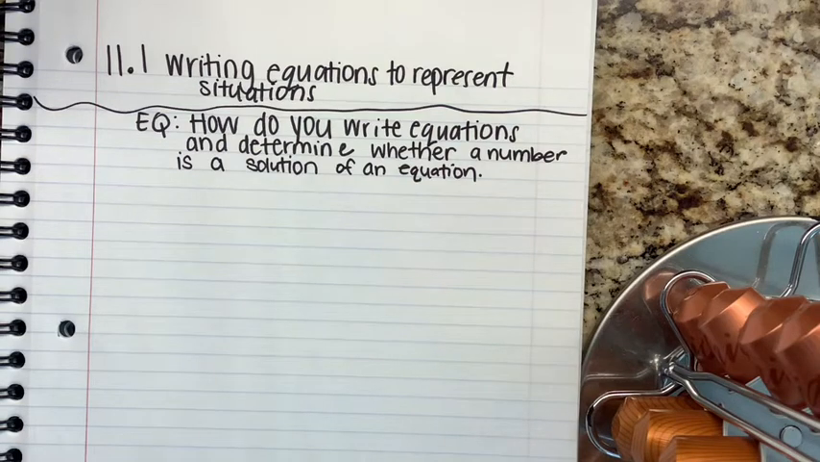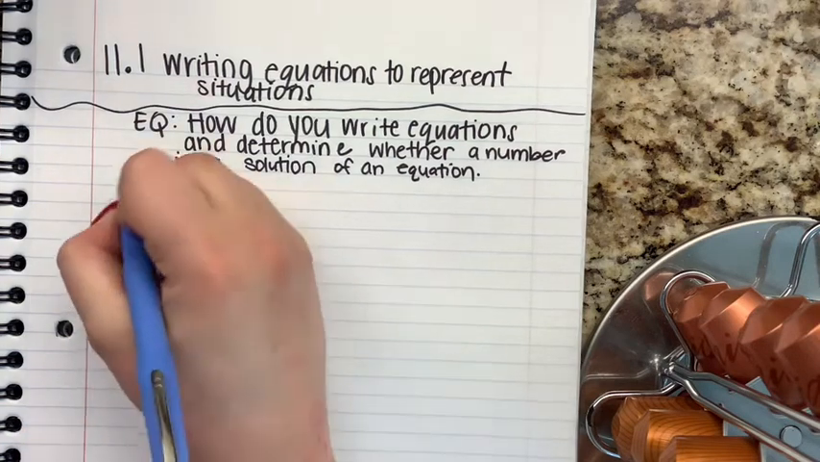If you have a second, go ahead and pause the video and watch the Math on the Spot video for 11.1. That will be helpful for you today. Let's start with going over our essential question, which is how do you write equations and determine whether a number is a solution of an equation? And we have two vocabulary words to start with, equation and solution. So go ahead and write those two vocabulary words down in your notes.